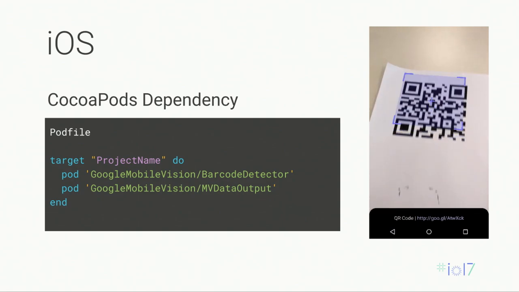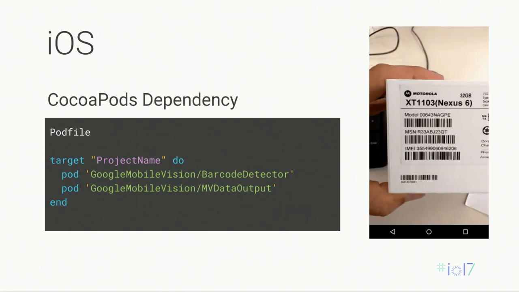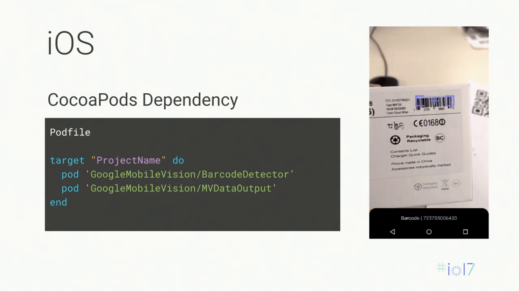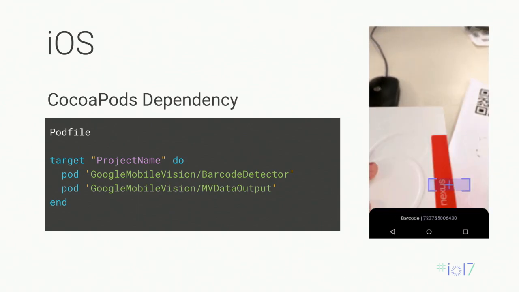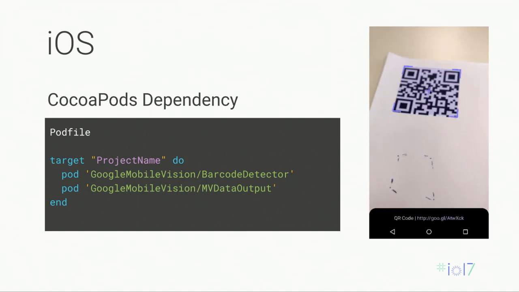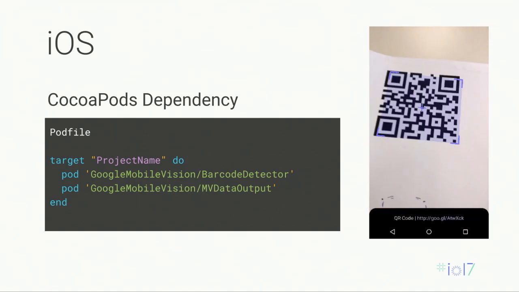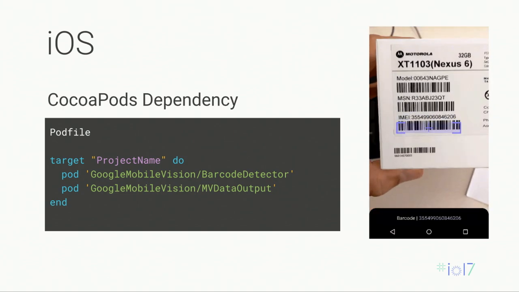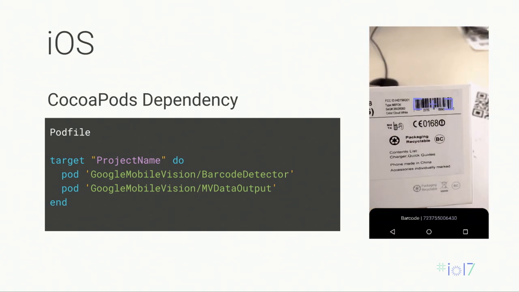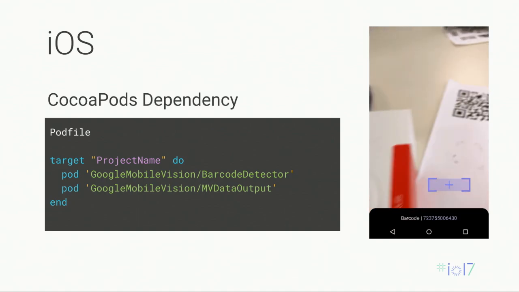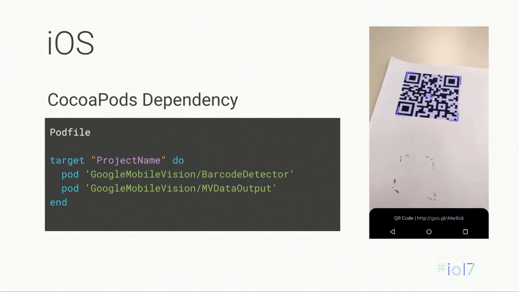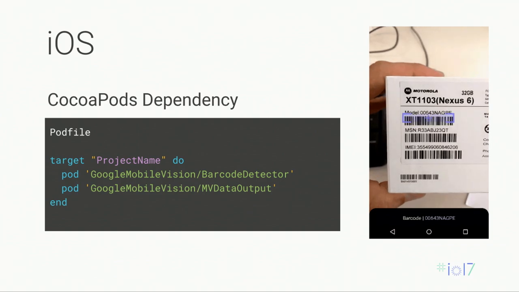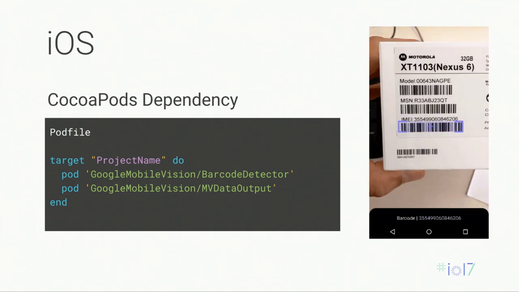So the Barcode API also works on iOS. The Barcode API for Android and iOS share the same common algorithm. So when you use them, you get consistent results for both of your platforms. Our iOS API is provided through CocoaPods. If you only want to use the detector, you can specify the barcode detector pods. If you also want to use the pipeline, then you can also add the MV data output pod.